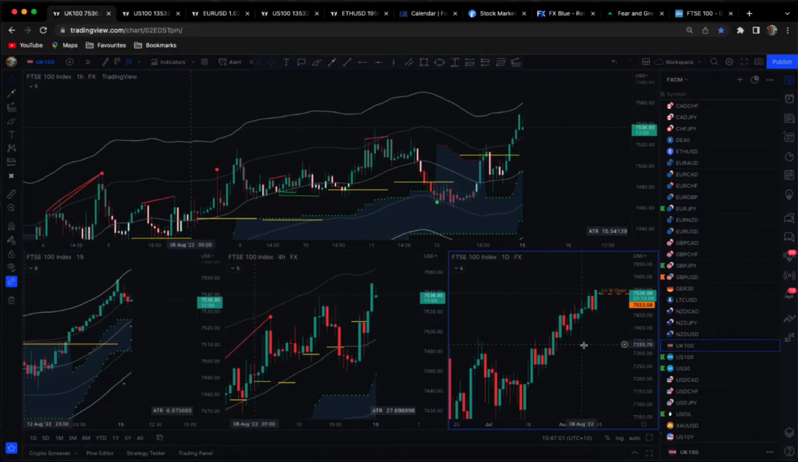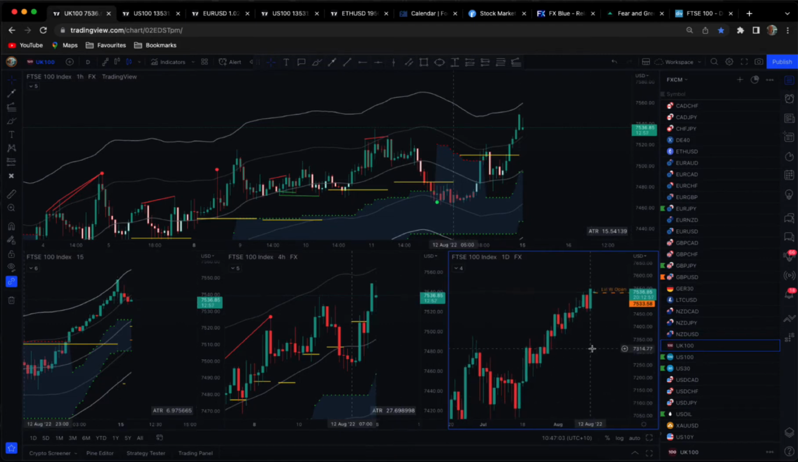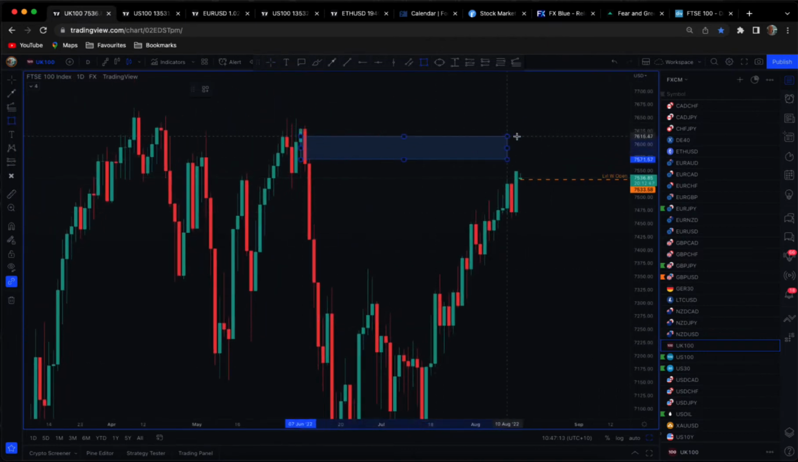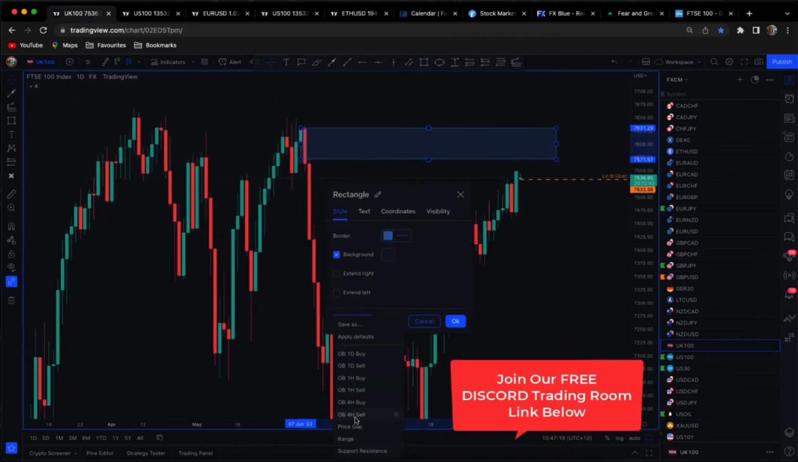So what we need to do is wait for the setup. Just be careful, Monday is not an easy day to trade. But we'll just mark this up. We've got a bearish order block sitting right here. Now don't rush into this trade.